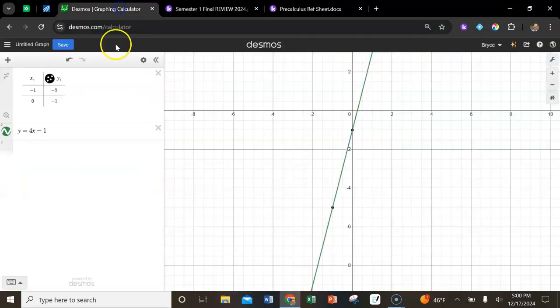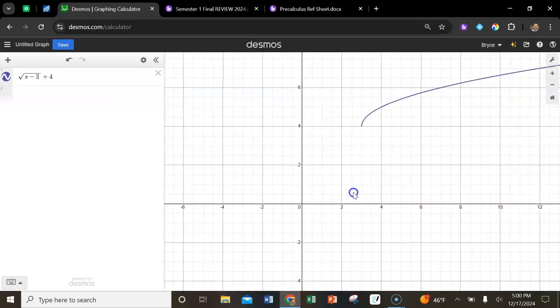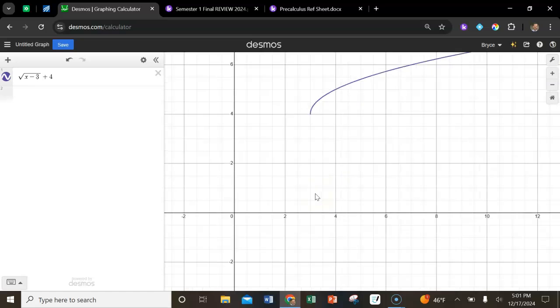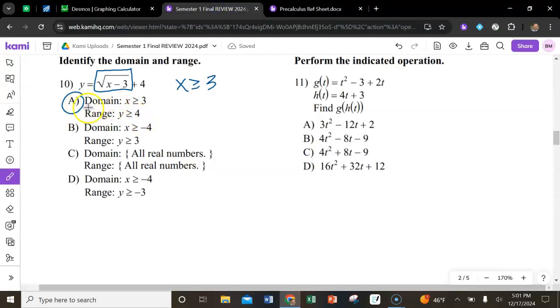My suggestion would be to graph it. And if you graph the square root of x minus 3 plus 4, you can see that the x's are all 3 or more, right? So 3 and to the right, and the y's are all 4 or more, 4 or above, and therefore we have that domain and range on number 10.